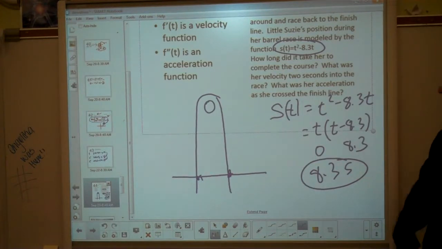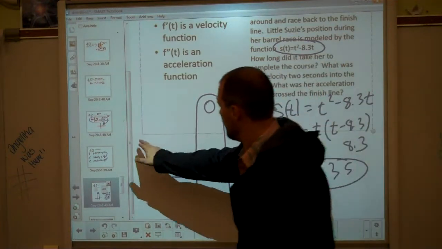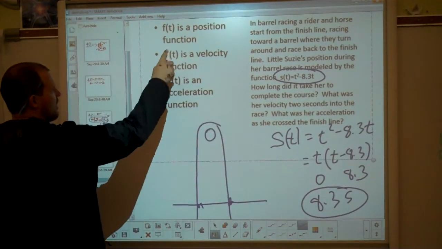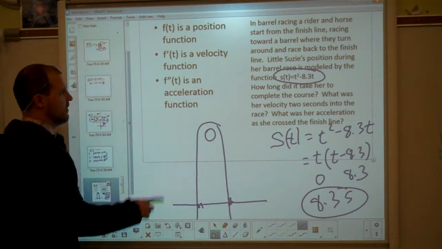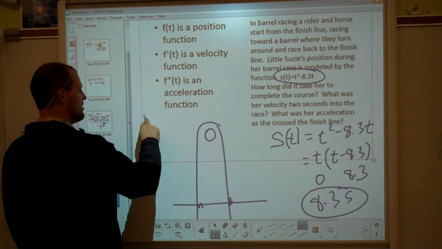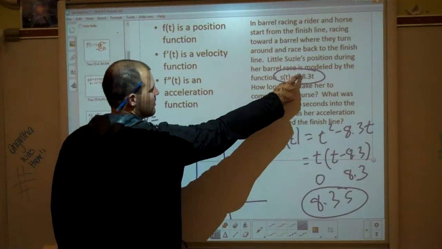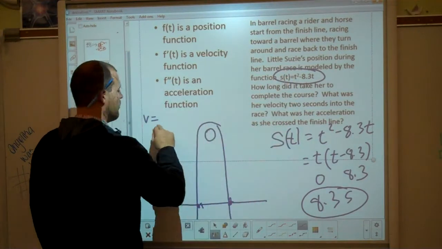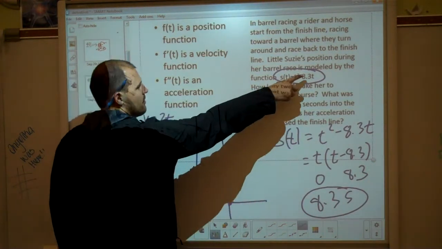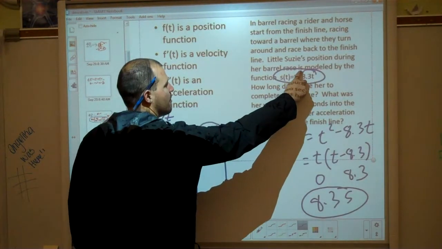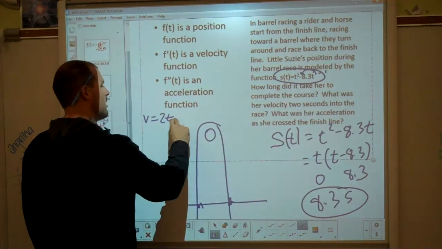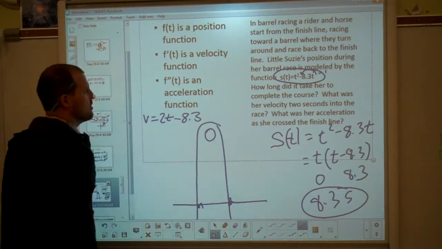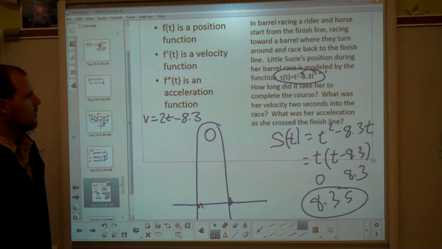Okay, we're also asked about her velocity. So what is it that we're really being asked to do? Remember, if we have a position function, f prime, the derivative, is the velocity function. So let's write down the velocity function. Take a derivative of this. Remember, the 2 comes in front. Subtract 1, so we get 2t. The t is going to go away. That 1 is going to come in front, and then minus 1. And so we get minus 8.3.